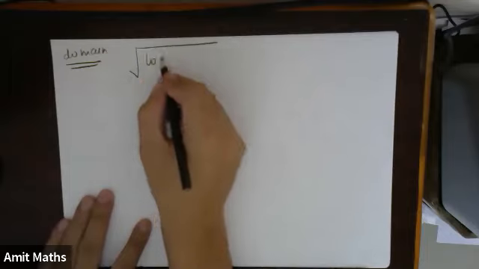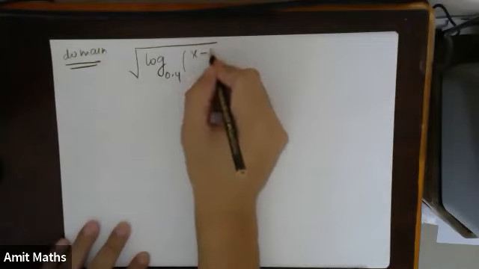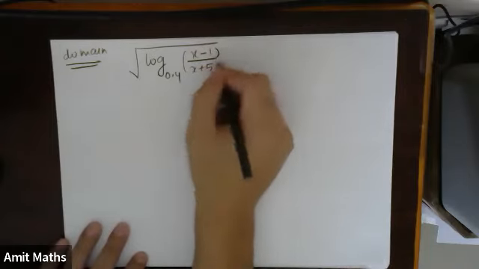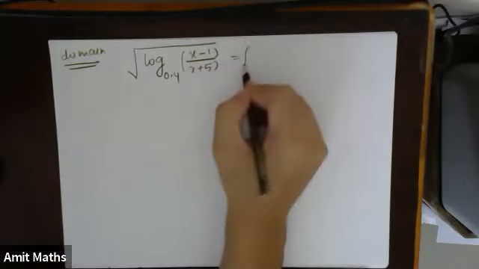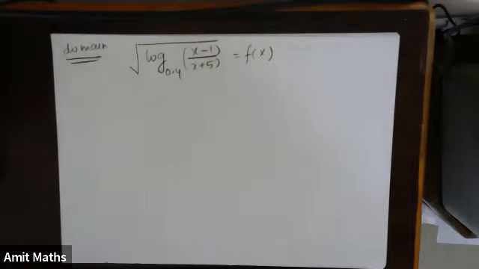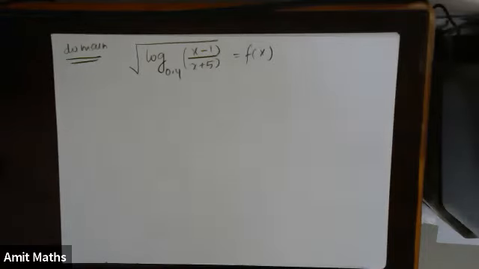Okay, now let's move on to the next question. You have to find the domain of the function f of x equals under the root of log 0.4 of (x minus 1) upon (x plus 5). You have to find the domain of this function. Now what is this? This is a weak base. I'll give you 2 minutes, solve this question. And if you get the answer, you can text me, message me, or write it in the all chat.